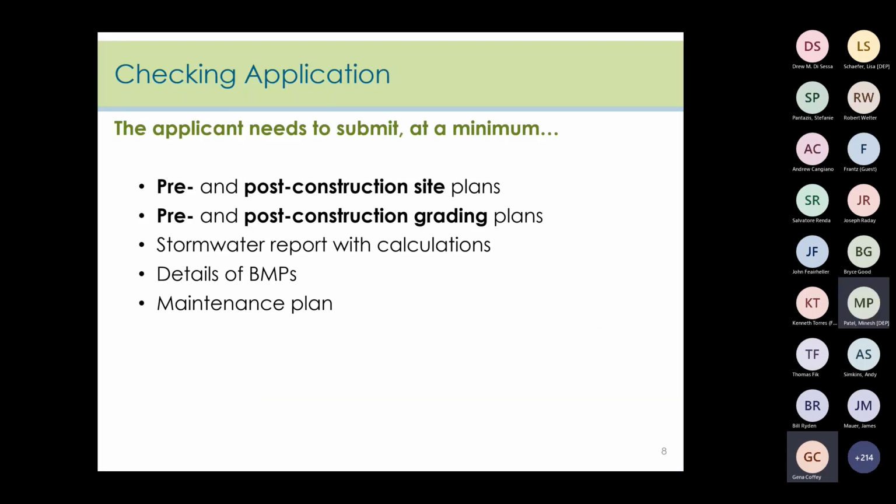And the first step in the project review is to check if the application package is complete. So all the items listed here must be part of the application. Pre and post site and grading plans are essential, as are the associated calculations and any drainage area maps. The details in the report section should match up with the information on all the plan pages. Too often we've been finding that some parts or even all the stormwater report do not match the site and grading plans because the report was copied from another project.